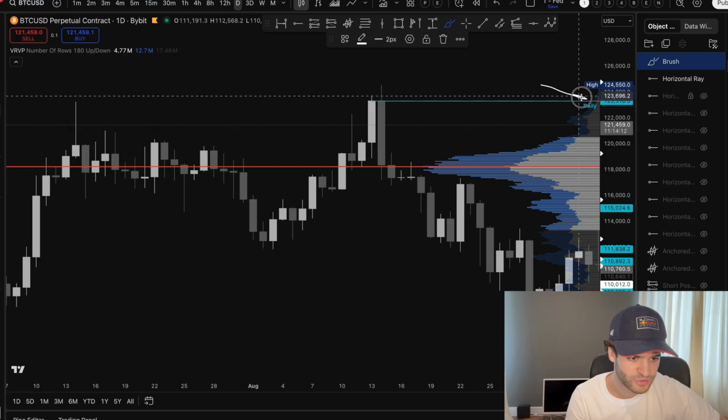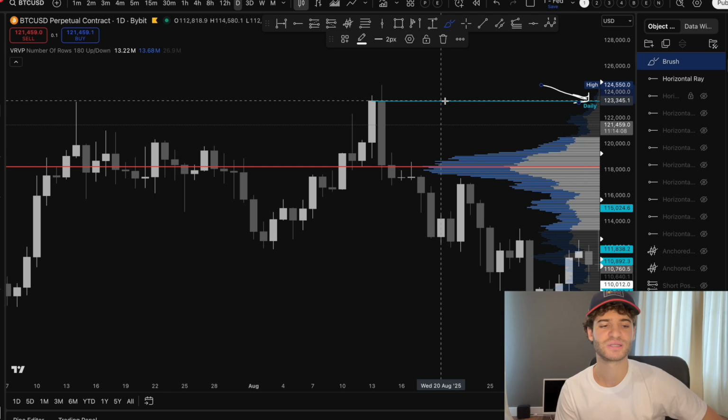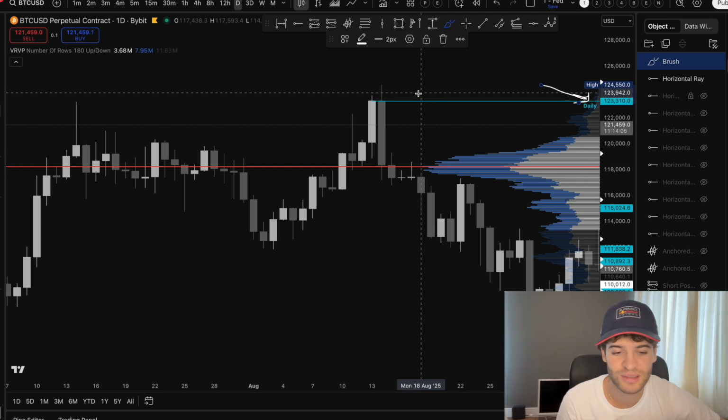Let's say, for example, that we have this daily level right here, and you can see that there's a very low volume node right here on this daily. There's not much volume that was traded. And so you can use this in confluence to understand whether this level is more likely to hold or not.